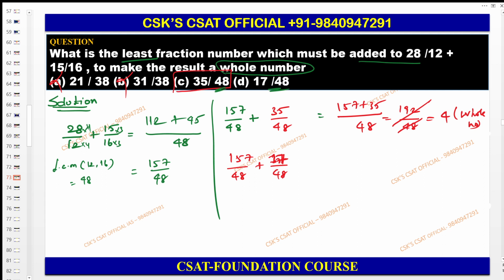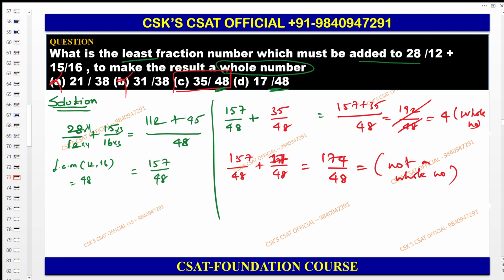Clear? If you want, you can check the other option: 174 by 48. 174 is not exactly divisible by 48, so it is not a whole number. It gives a fraction, or a mixed fraction. So therefore it is not a whole number. Option C only gives you a whole number. Anybody having a doubt here? No means we will move on with the next question.